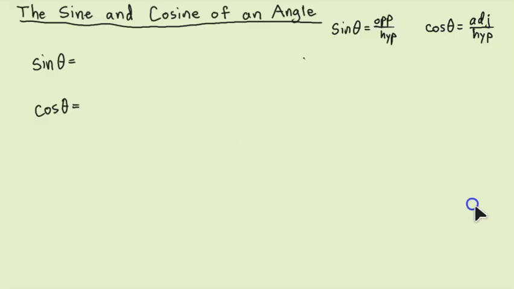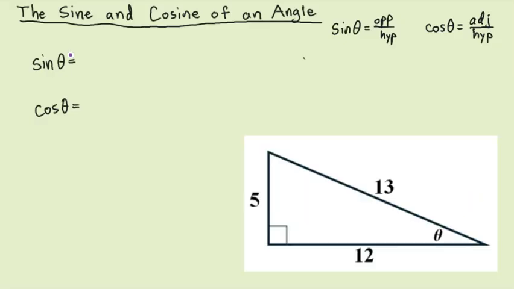So let's bring a triangle in. All right, so here's a triangle. We can see here that the hypotenuse is 13, and remember the hypotenuse is always the longest side. So we have a 5, we have a 12, and we have a 13. That automatically means the hypotenuse is 13. One of the legs is 5 and one of the legs is 12.